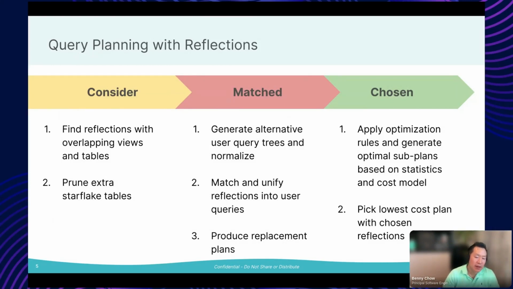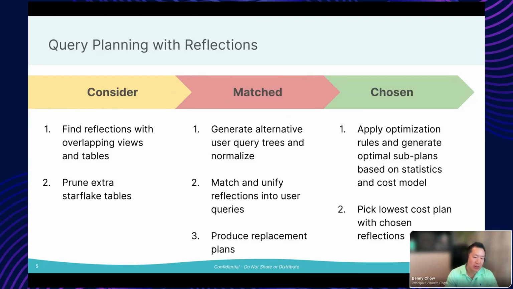When I talk about reflection matching, I like to break it up into 3 steps. The first step is you need to figure out which reflections you can consider for this query. In general, these are going to be reflections that have overlapping tables or views with the user query. Once we have that initial list of candidates, we have to go through the much more expensive process of trying to match the reflection into the user query.